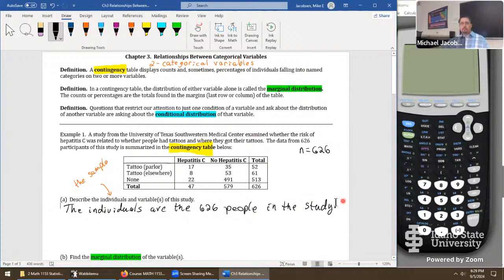We can't even say healthy people necessarily because some of them have a serious condition. 47 of them have hepatitis C if we're looking at this column total right here. And they had hepatitis C from different sources. 17 at a tattoo parlor, 8 at a home tattoo kit or something like that. 22 people with hepatitis C and no tattoos whatsoever.